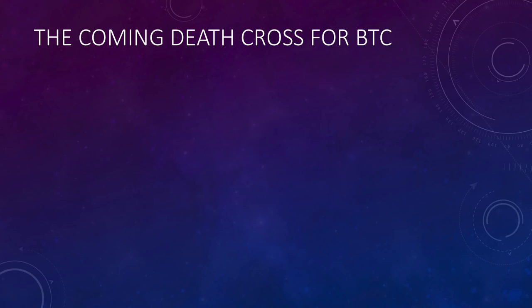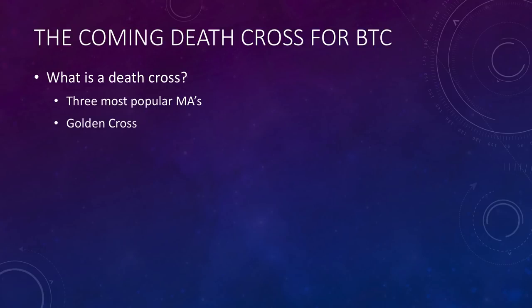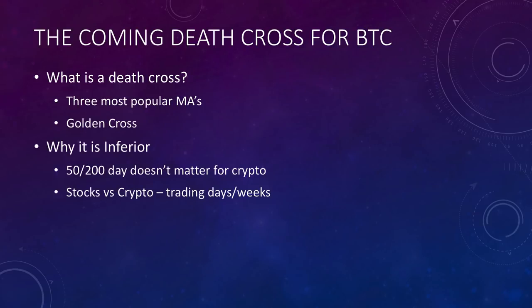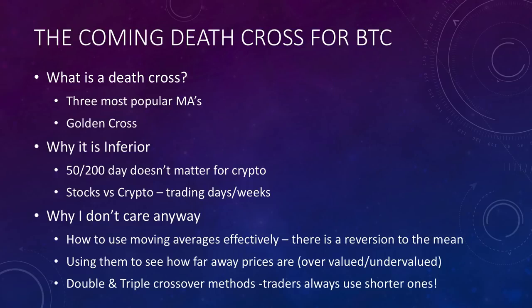The Death Cross for Bitcoin is coming. And so I'm going to cover three main things. What is a death cross? Go over some examples. Talk about its inverse, the golden cross. Some of the three most popular moving averages that are used. Why I believe it's inferior. The 50-day, 200-day doesn't really matter for crypto, and I will explain why. Crypto versus stocks. And ultimately why I really don't care, why it's not going to really influence my trading and investing in any significant way.